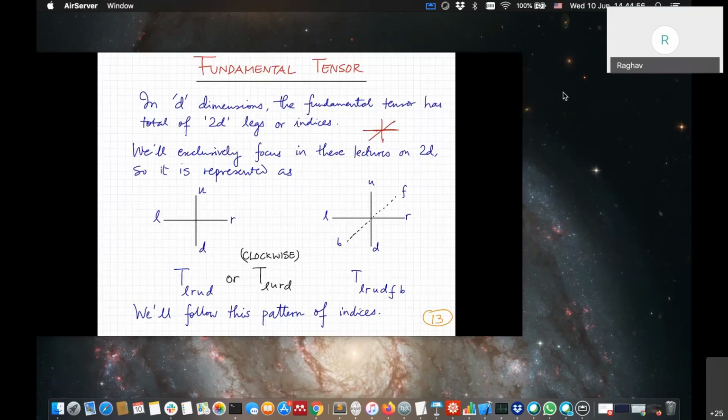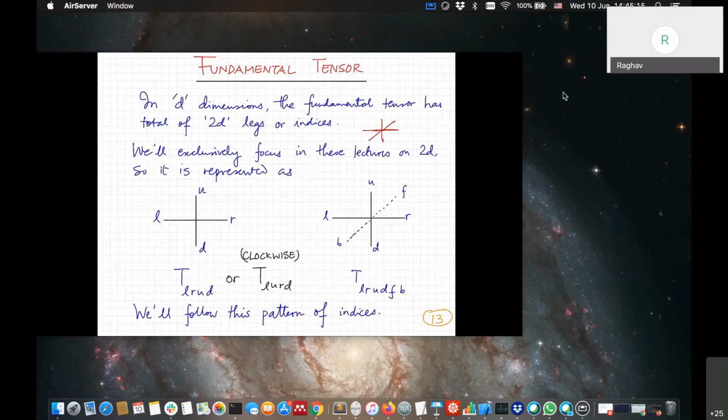Okay, so this is left, this is right, this is up, and this is down. The location of 4 tensors, right? Now, in 3 dimensions, it will become L, R, U, D, forward and back. So 6 legs of a fundamental tensor.